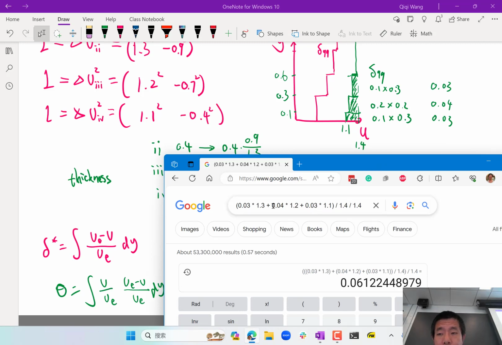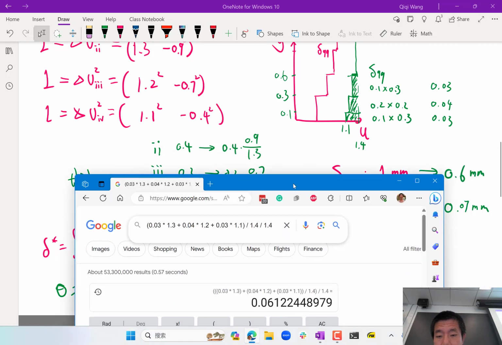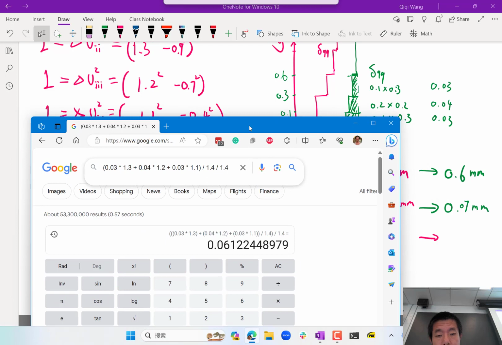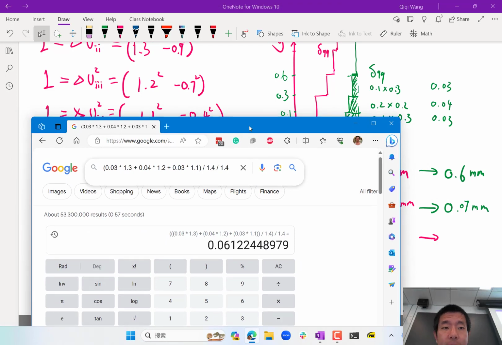So there are two divisions by the edge velocity. All of these velocities should be divided by ue, and there is also a division by ue here. So it should be divided by ue twice. And I get 0.06.